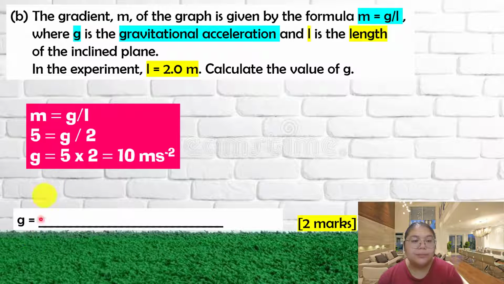Let's see here. m equals g over L. Then m just now we found is 5, is it? g we do not know, over the 2. 2 is given in the question. So from here I get the answer: 5 multiplied by 2, that's 10. Then the unit, we know gravitational acceleration is ms^-2. So from here I can write my answer: 10 ms^-2.